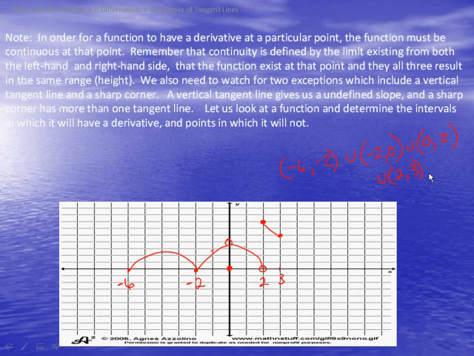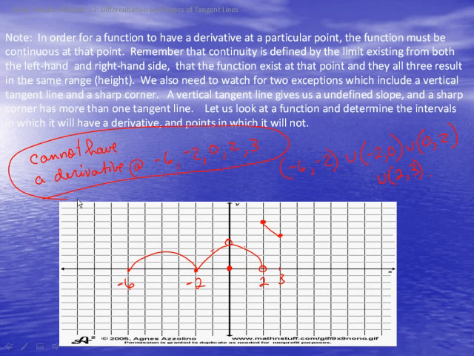So you cannot have a derivative. Let's write this up here. So we cannot have a derivative at -6, -2, 0, 2, 3. And so these are the areas where you can have a derivative, and here are the areas that you cannot.